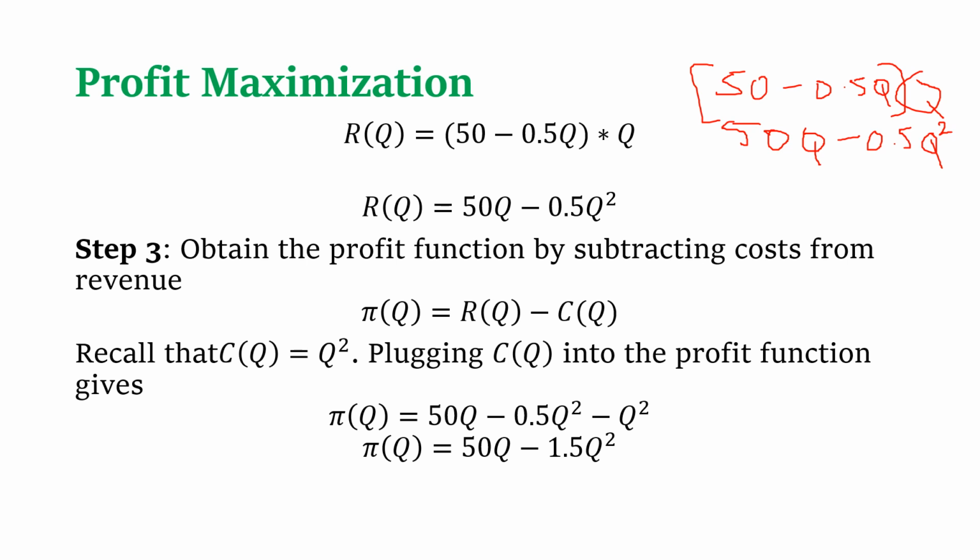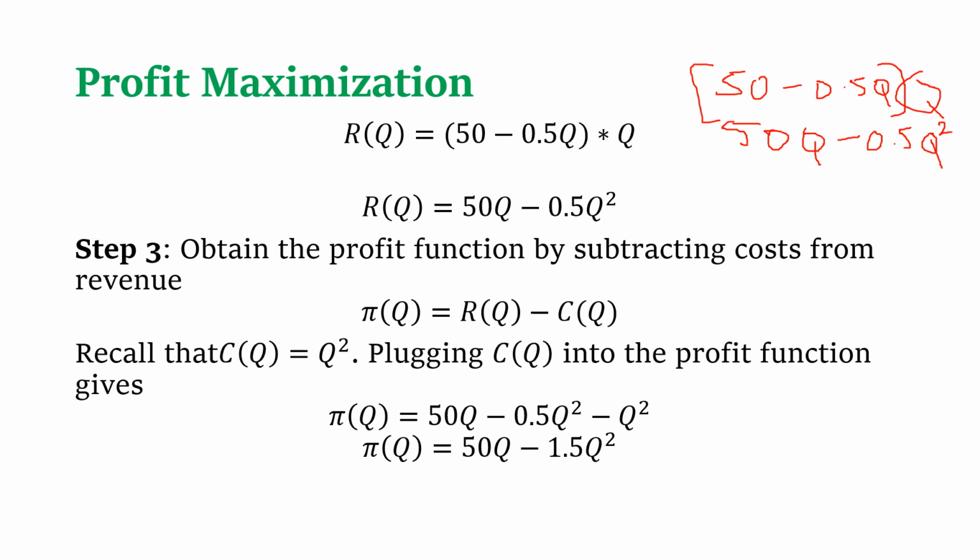The next thing we do is to obtain the profit. How do we obtain the profit? We find the difference between the revenue and the cost. So the revenue is R(Q) and the cost is C(Q). What is C(Q)? C(Q) is just Q squared. We plug in that one. Remember that minus sign affects everything in the cost function, right? So that becomes 50Q minus 0.5Q squared minus Q squared. Remember, minus 0.5 minus 1 Q squared is just minus 1.5 Q squared. And that is the profit function.